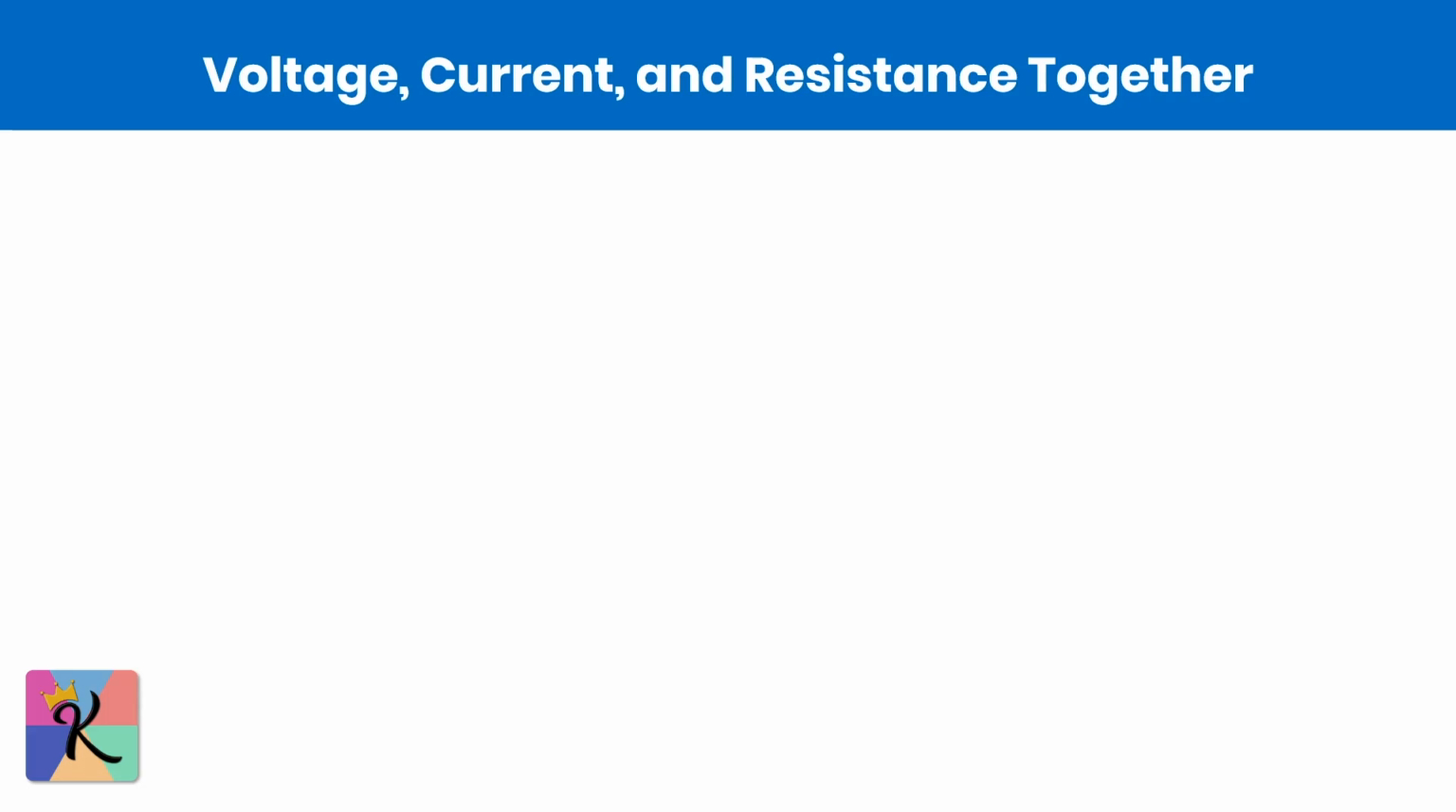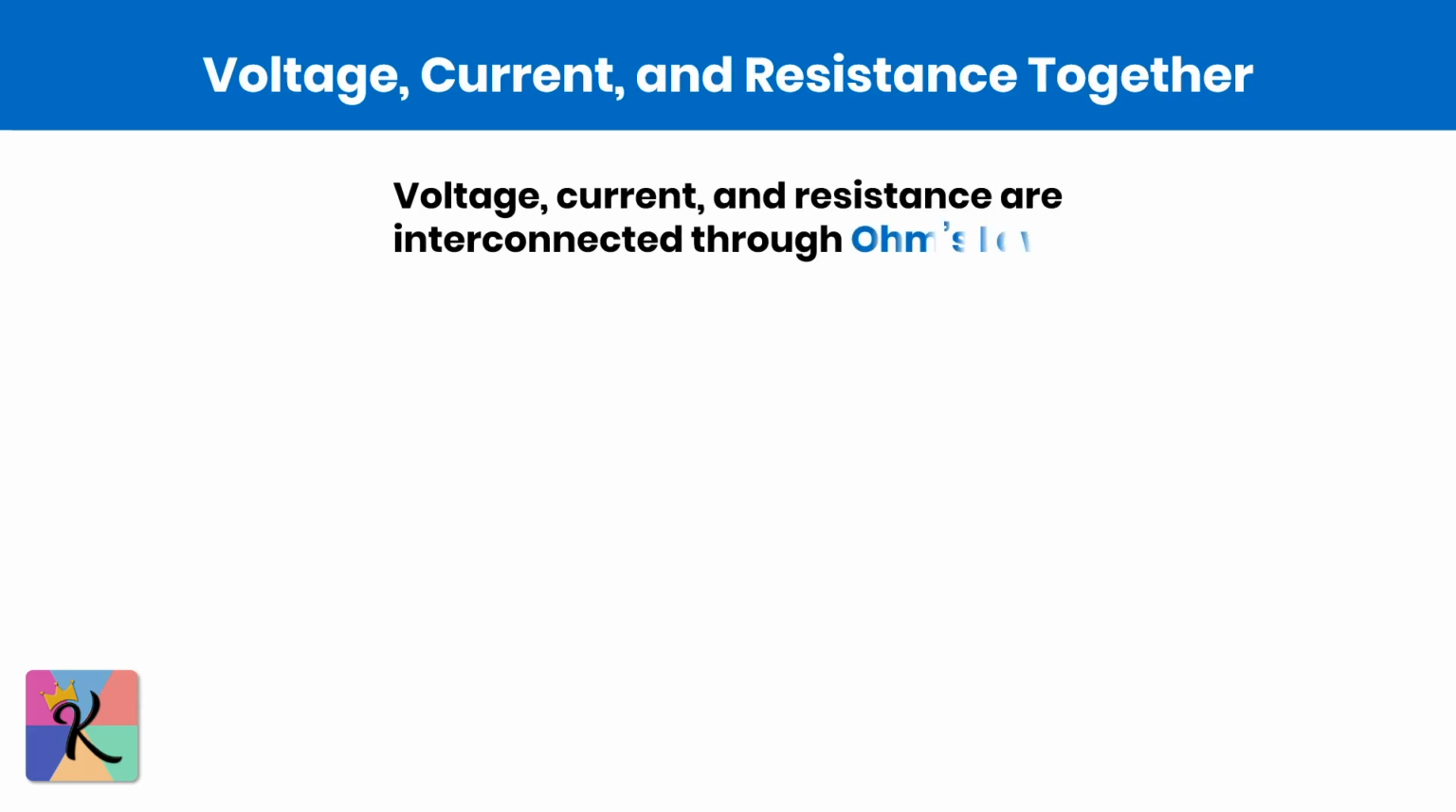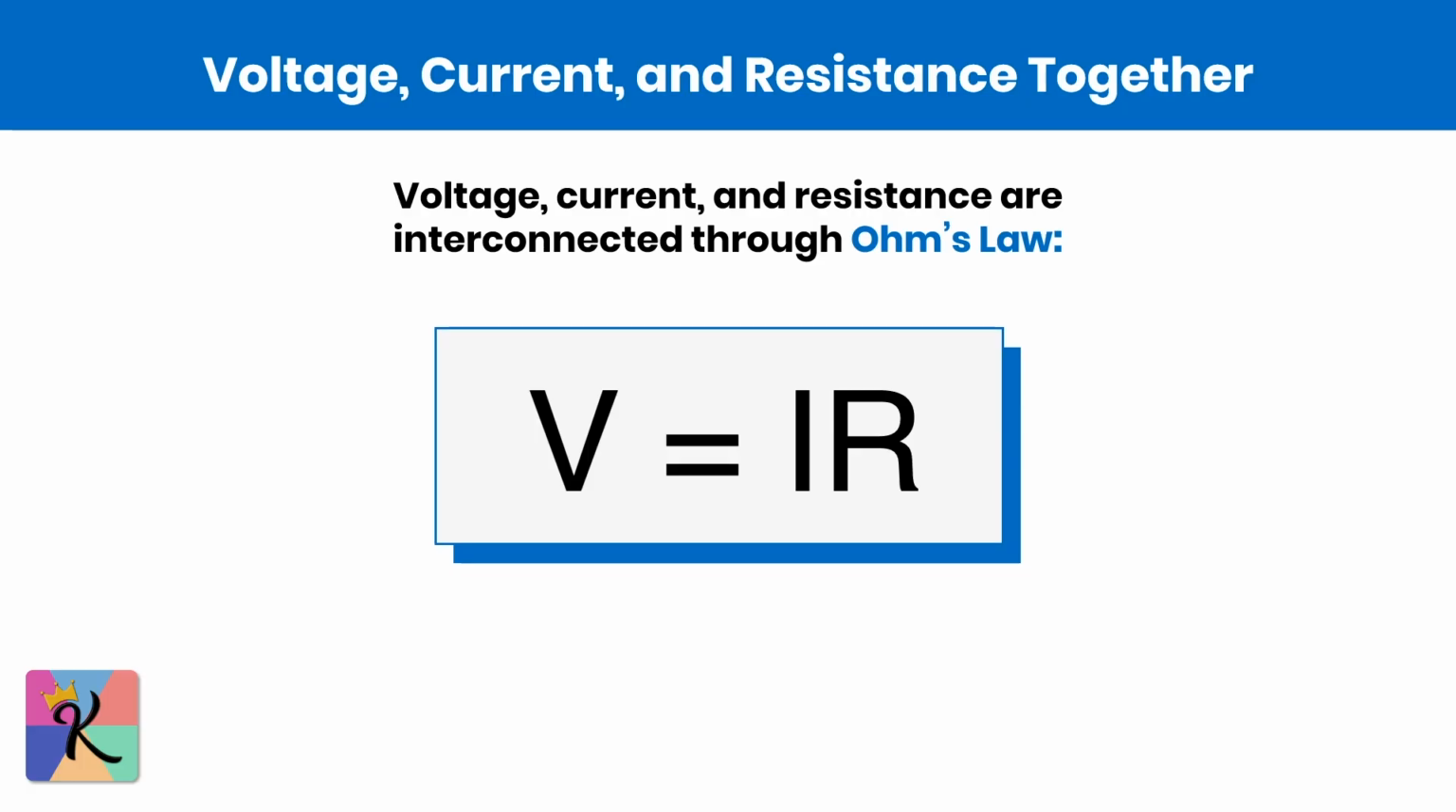Voltage, current, and resistance together. Voltage, current, and resistance are interconnected through Ohm's law. Voltage equals current times resistance. This means you can predict one quantity if you know the other two.